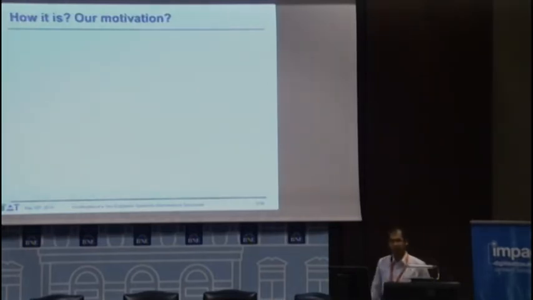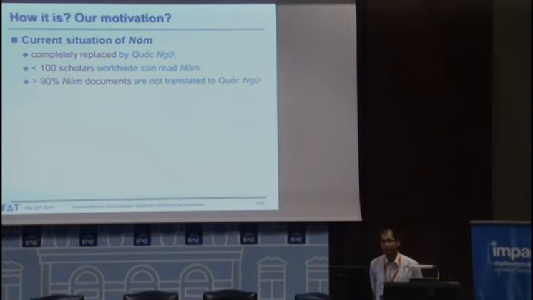And how is it today? As I said, it is not used in Vietnam now, and it's completely replaced by the current Vietnamese. Do you know the population of Vietnam? 90 million. But now there are only 100 scholars in the world who can read the characters. In recent years we have started to collect Nom documents, about 30,000, only 30,000, not millions as in Europe. But less than 10% was translated to the current Vietnamese. So most of 1,000 years of history is not accessible to the Vietnamese.